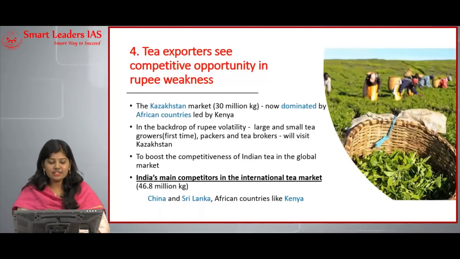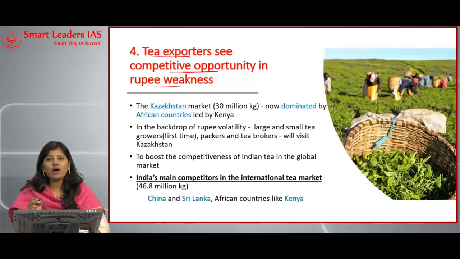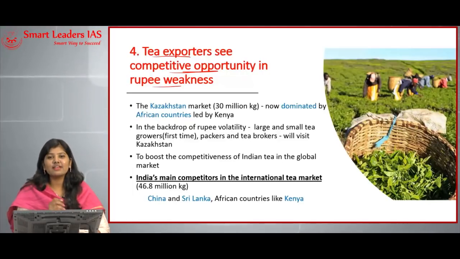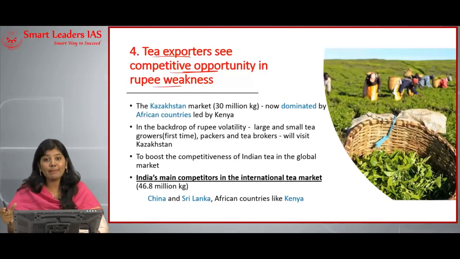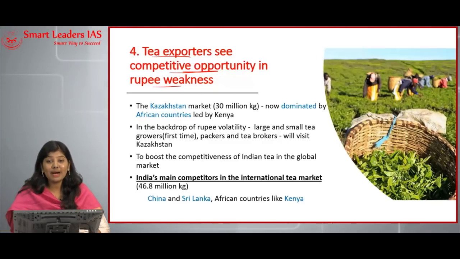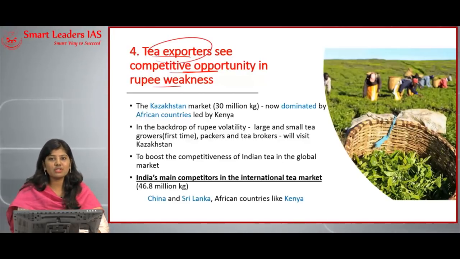So the next article is tea exporters see competitive opportunity in rupee weakness. So we all knew that rupee is getting depreciated. We already saw that because of this depreciation, nothing is going to happen in terms of exports. But there is one sector which could be exempted from this scenario, which could gain from the depreciation, which is this tea exporters or tea sector.